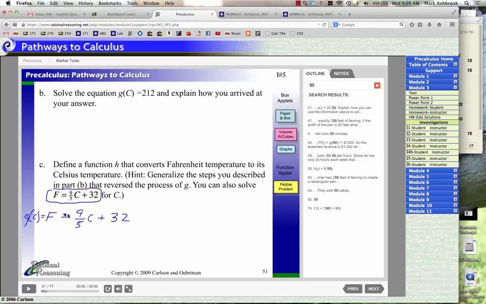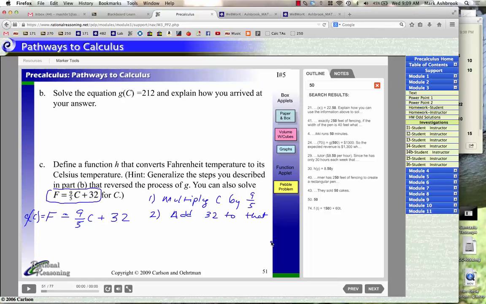And so what is the process that it says to do to Celsius to get Fahrenheit? You take this input of Celsius, and what do you do first to get Fahrenheit? Multiply by 9/5. And then what do you do next? Add 32 to that. And you get Fahrenheit, right?